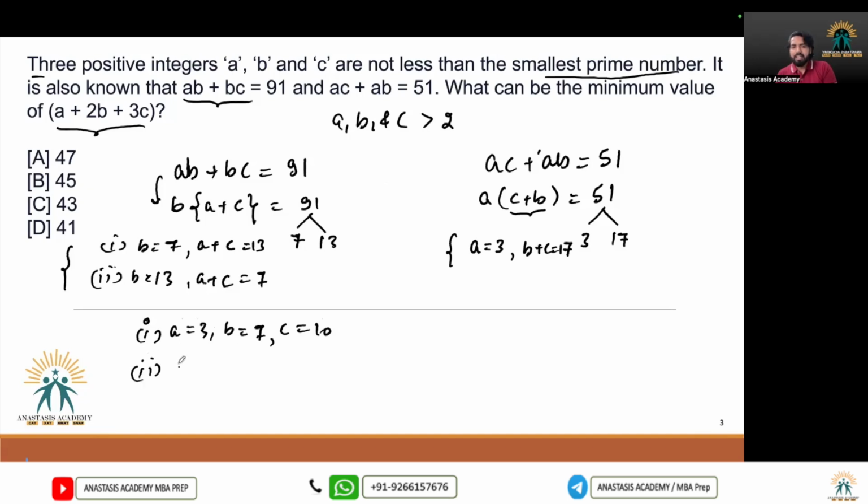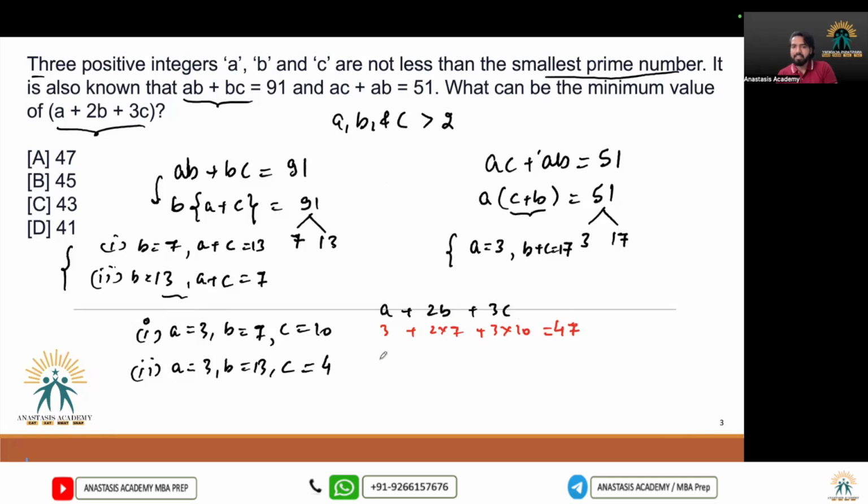Second case, I get a as 3, right? B is 13, c would be 4. So b is 13 and c would be 4. Now I have to find the value of a plus 2 times b plus 3 times c, right? So the value in first case would be 3 plus 2 into 7, plus 3 into 10. I get this value as 30 plus 14 is 44 plus 3 is 47.